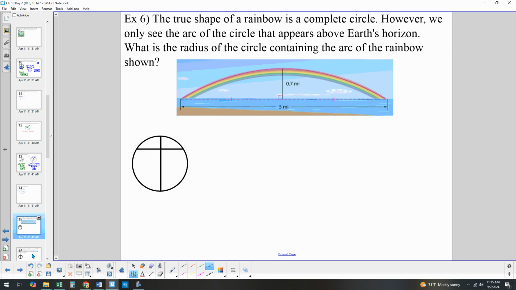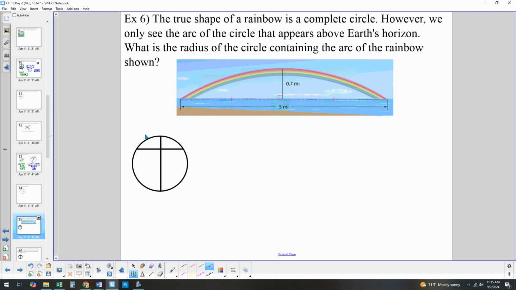Example 6. The true shape of a rainbow is a complete circle. However, we only see the arc of the circle that appears above Earth's horizon. What is the radius of the circle containing the arc of the rainbow shown? So they're giving me a chord that has been bisected perpendicularly by something. We can assume that something is part of the diameter or the radius.